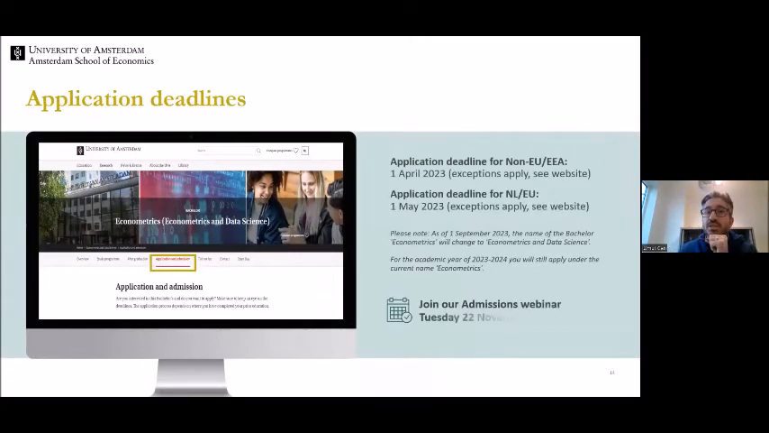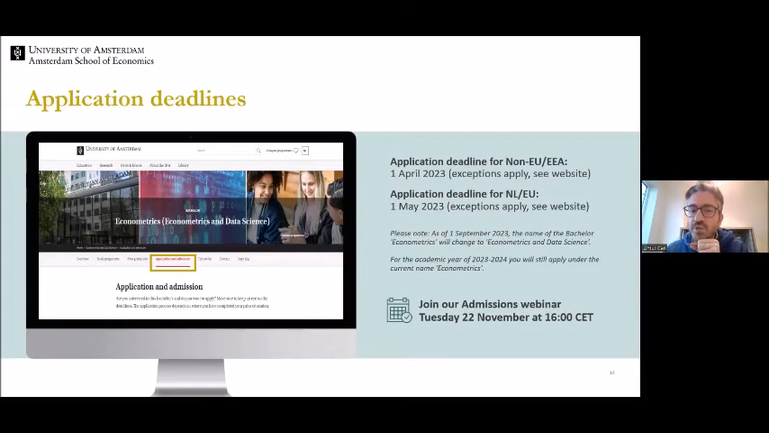So the application deadlines: if you are applying from outside of the EU, the deadline is 1st of April. If you are applying from the EU or from the Netherlands itself, then the deadline is 1st of May. There are some exceptions. If you intend to apply for financial help or for housing help and things like that, then these deadlines might change. So you should see our website for the exact deadlines.